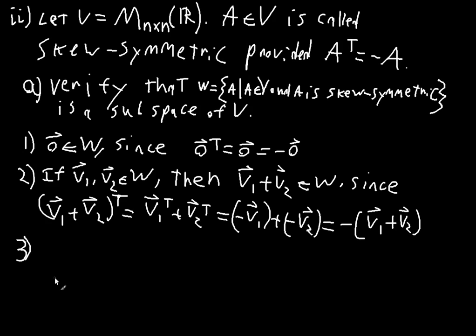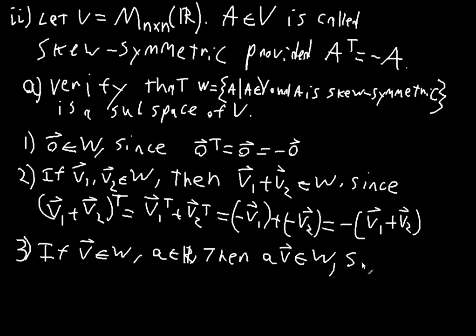So now we have to verify this third part, and that just involves the scalar. So we can say that if V is inside of W, and we have some scalar, I'll call it A, I think I called it C before. Then we want to make sure that A times V is inside of W, and this works because if we take A times V and we apply our friend the transpose, then we can pull out scalars from the transpose. This is one of those things that we learned, I think it was at the end of chapter 2.